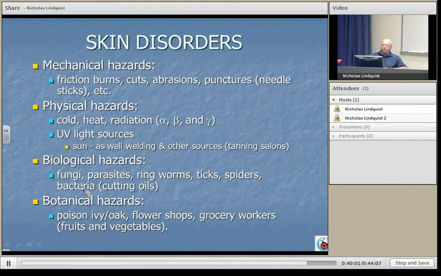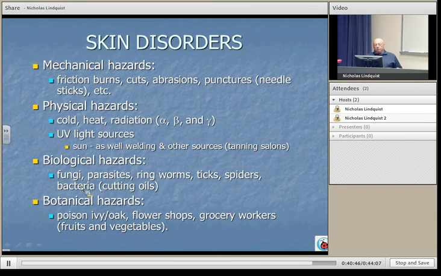Some of the skin disorders can be broken down into categories such as mechanical, physical, biological, or botanical. Mechanical hazards refer to things that create friction burns, cuts, abrasions, or punctures, needle sticks, etc. Physical hazards are when we're doing damage from cold and high temperatures or heat, or in some cases through radiation. Ultraviolet light is a source of physical damage, either from the sun, a welding process, or tanning salons, etc.